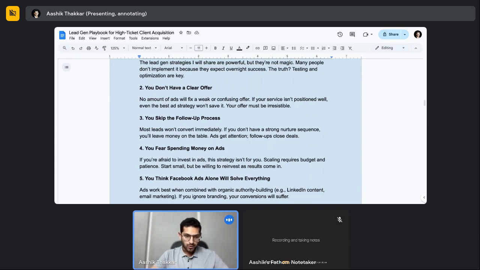So ads work best when combined with organic authority building, which is LinkedIn content, email marketing, YouTube. So there are tons of things that you can do, as I told you. If you ignore branding, your conversions will definitely suffer. Let alone, I will say up to an extent that you won't even be able to convert those leads into business. The more solid, the more good branding you have, the more business you can bring in. It simply works in that way.